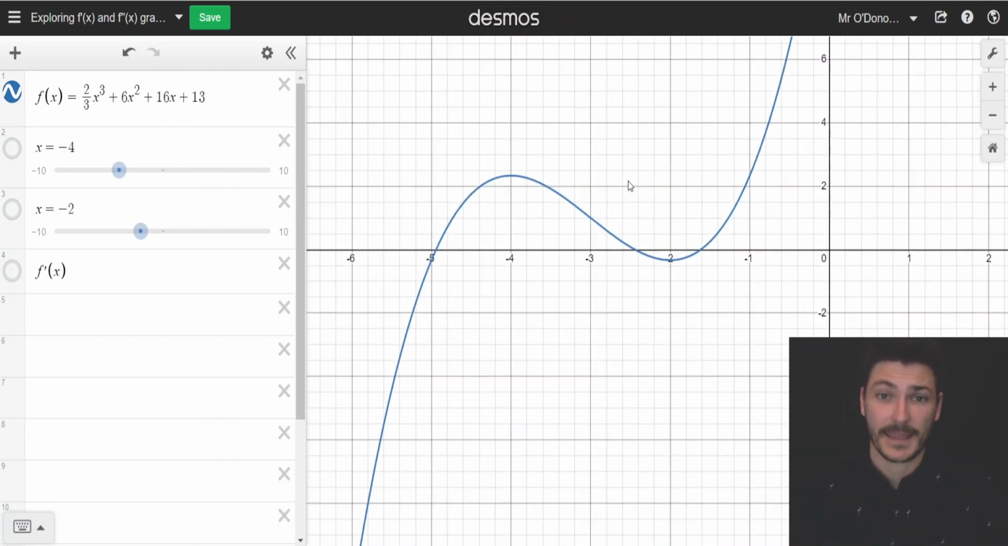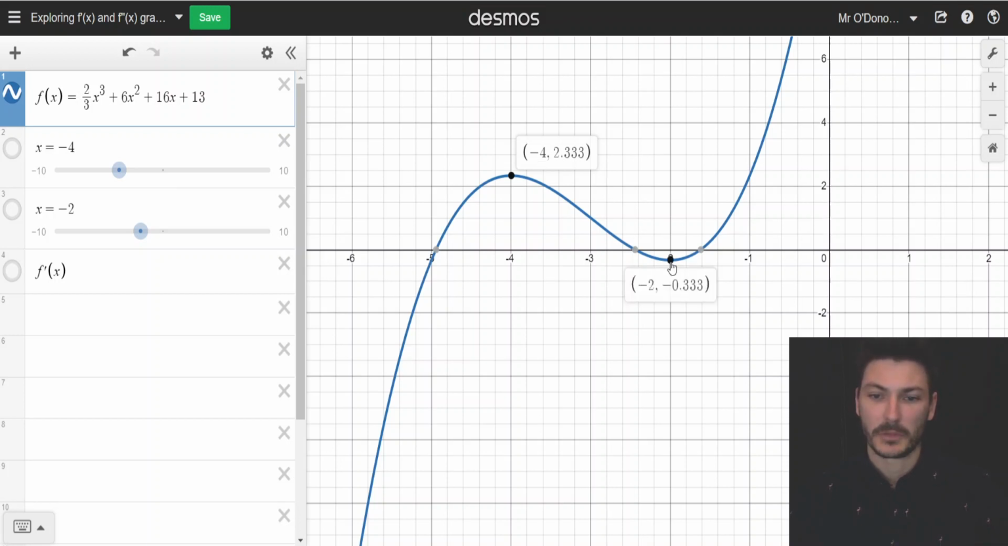So first thing to identify, and remember, this is just graphically for now, I can see that I've got a local maximum here at -4 and 2 1/3. And I've got a local minimum here at -2 and -1/3. And somewhere between them, I must have a point of inflection, because somewhere here, it goes from concave down to concave up. So somewhere in here, I've got a point of inflection, but I'm going to leave that for now. I've prepared these two vertical lines here. And you can see that these two, x equals -4 and x equals -2, correspond to these turning points. And they're going to be useful in the next section here.